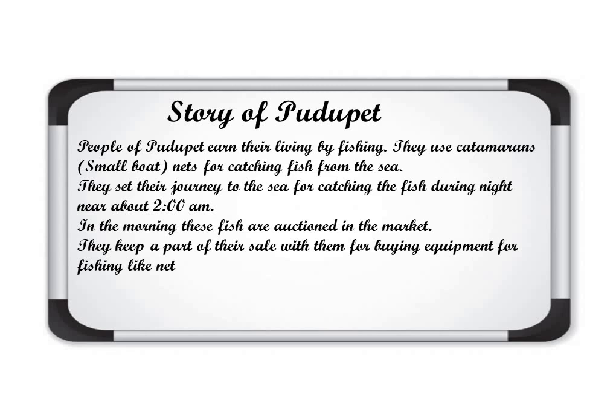They keep a part of the sale with them for buying equipment for fishing like nets, catamarans, engines, etc. Whatever money they get after selling all the fish, they divide among the people involved in that work, and some part they keep for buying the equipment like nets, catamarans, engines, and sometimes they even get a loan from the traders as well as from the banks.